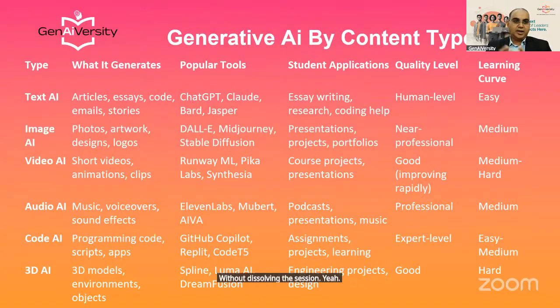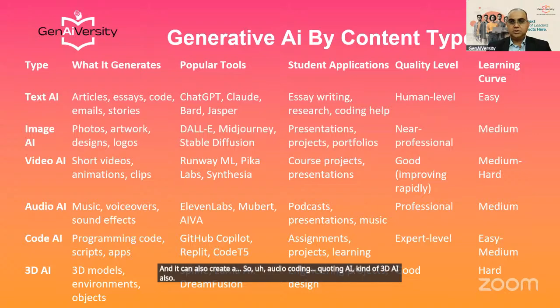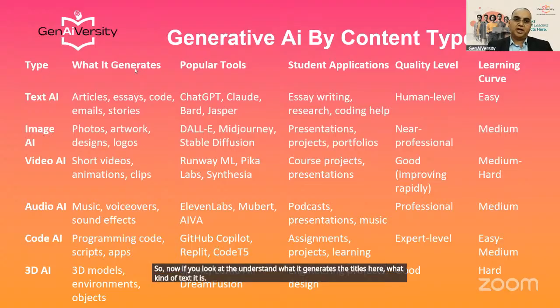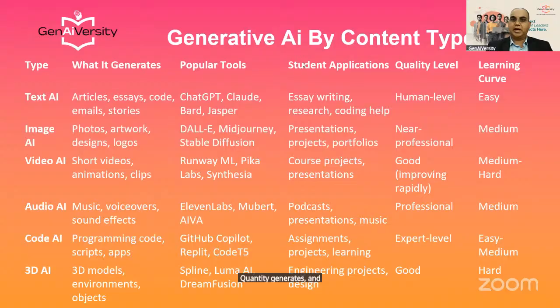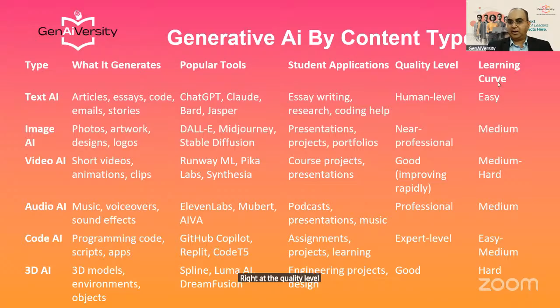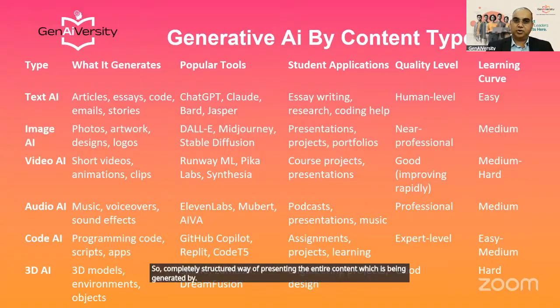Yeah, and it can also create images. It can also create videos, and it can also create audio, coding AI, and 3D AI also. So now, if you look at understanding what it generates, the titles here, what kind of text it is, what it generates, what the popular tools are, and how a student can apply it. What is the quality level, and what is the learning curve applicable here? So, it's a completely structured way of presenting the entire content which is being generated by AI today.